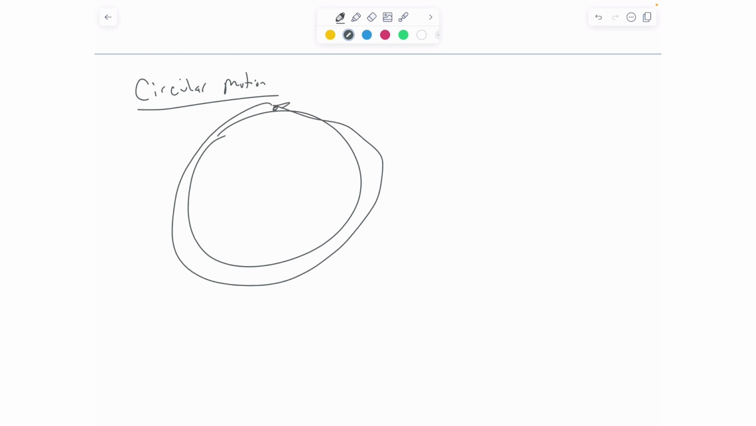Circular motion. Okay, got it. All right, so here we have a circle, right? And if you were to be right here and you were to go all the way around it, that's called the circumference.